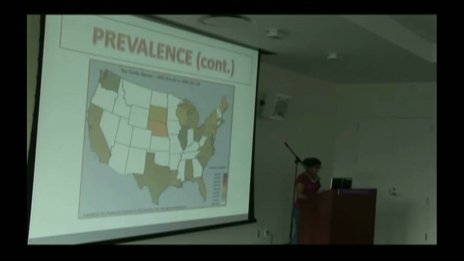Prevalence. In this chart, the white states are basically the states that don't have any Tay-Sachs cases at all. But the dark green ones are the ones that are okay-ish. They have some cases, but not that many. The light yellow ones are the ones that are most affected. And since there's no purple, it means that the USA does not have that big of cases of Tay-Sachs.